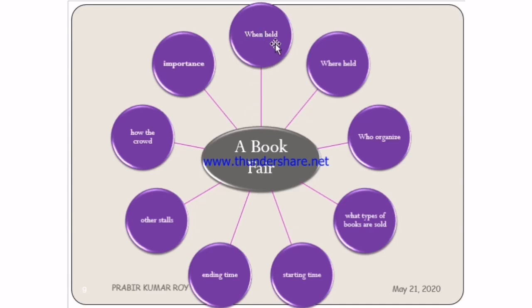Where held? When held? Suppose it is held in the month of February. Where held? It is held in Bangla Academy premises. Who organizes? Bangla Academy and Bangladesh government organize the fair. What types of books are sold? Novels, fictions, and different stories and different kinds of books are sold here.